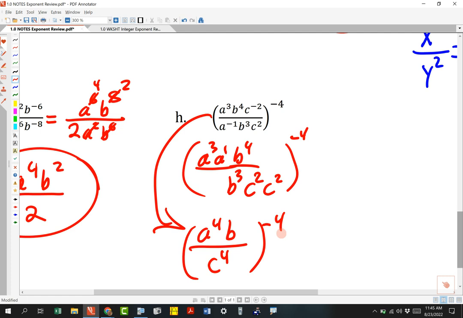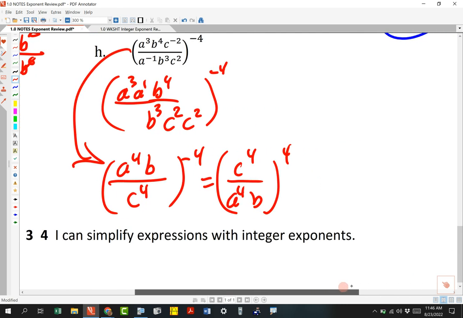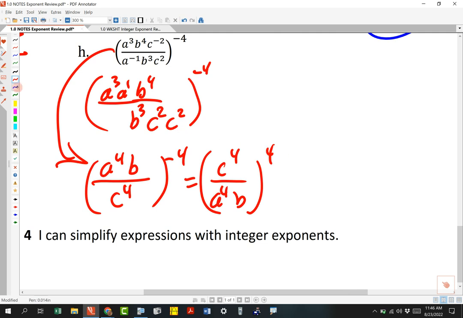What do you want to do next? Do you want to flip it, or do you want to apply that to everything in there? What I would normally do is flip it. So I do c to the fourth, a to the fourth, b, and then I get to raise that to the fourth. The negative has taken care of the reciprocal part, and now all I need to do is apply this to each one of these. So I apply this here, I apply this here, and I apply that there. So that's going to give me, correct me if I'm wrong, c to the 16th, a to the 16th, b to the 4th. Okay, did I get that right?